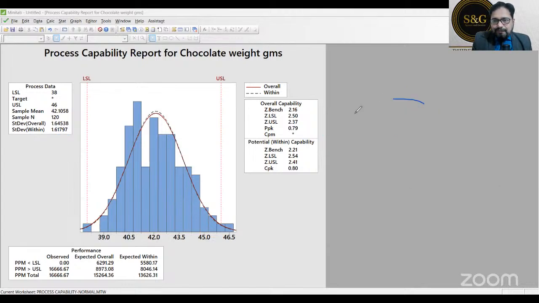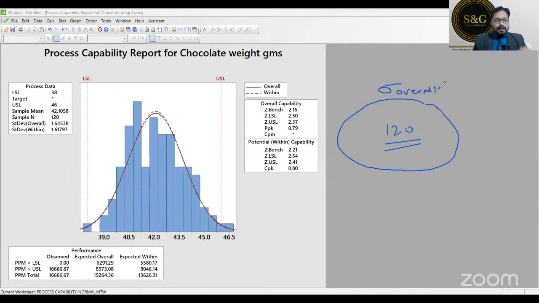So I have taken all the 120 chocolates together, and I have taken the standard deviation of that. That is called standard deviation overall. And this is called this one. Are you clear with this? Just type yes in the chat box.